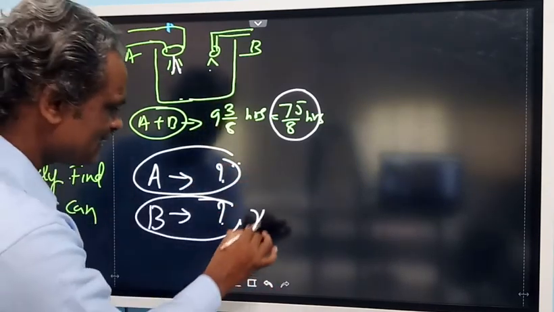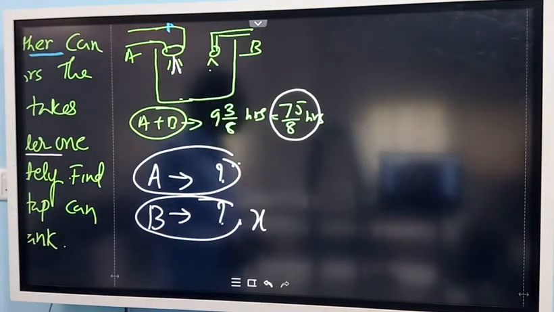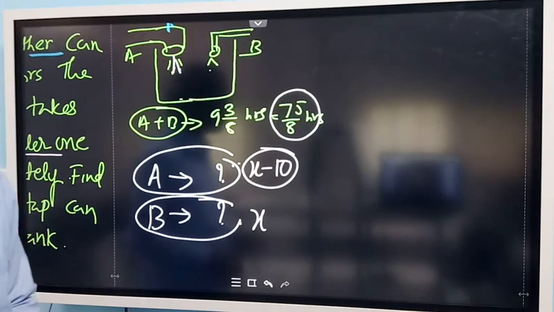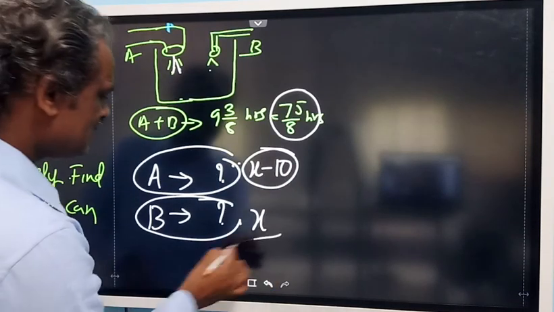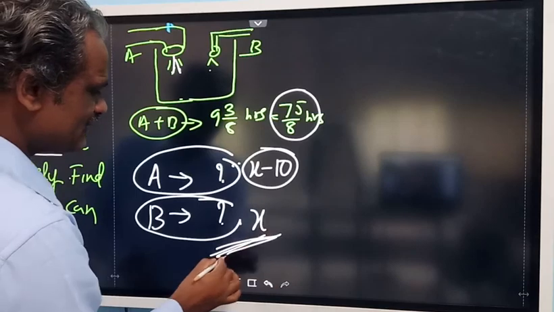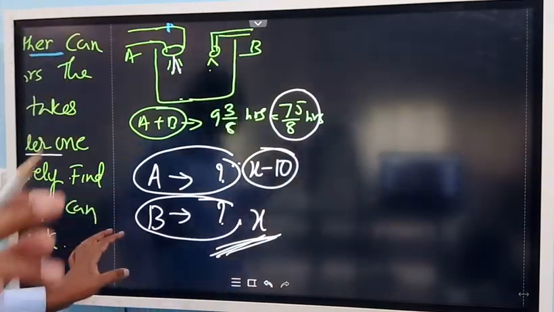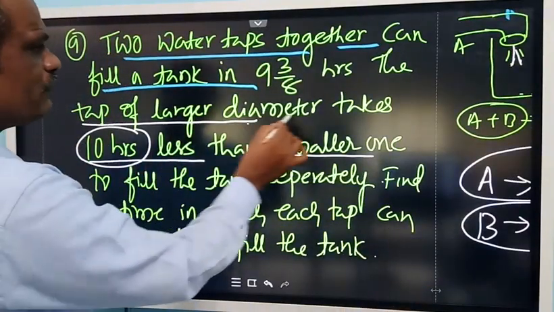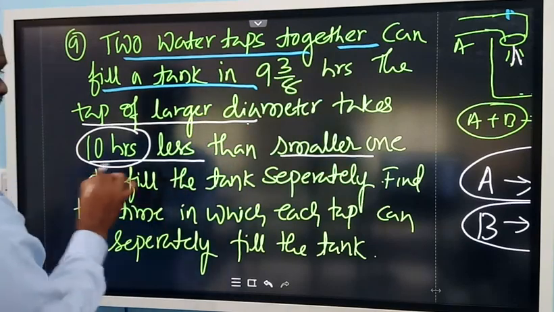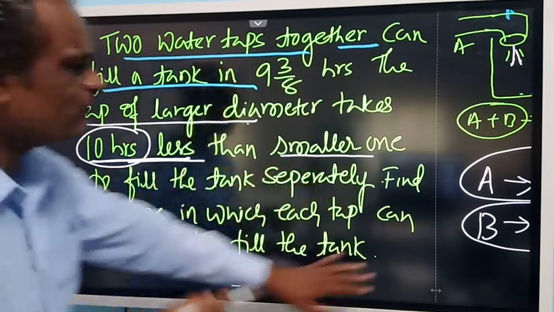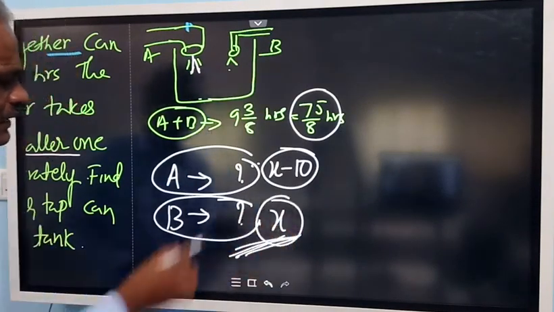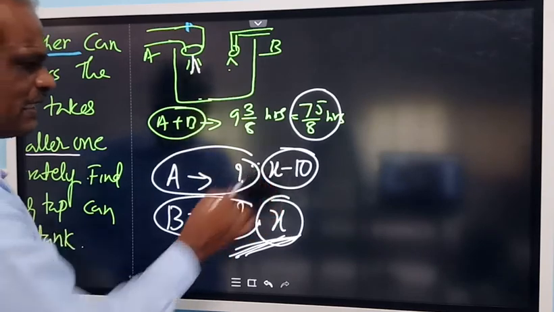Suppose the smaller tap fills in X hours, then the larger tap takes how much time? X minus 10 hours. Look at it once again. The tap of larger diameter takes 10 hours less than the smaller one. The smaller one, which I have mentioned as B, takes X hours, so this should take 10 hours less. That means X minus 10 hours.